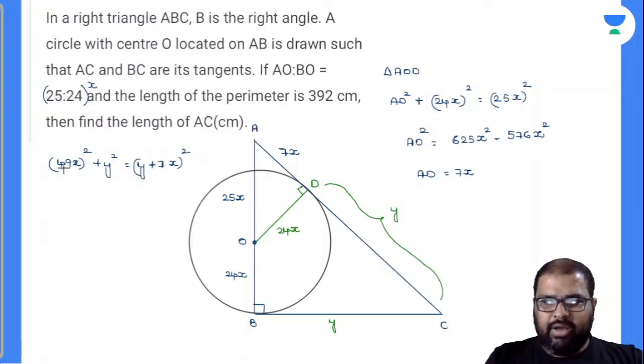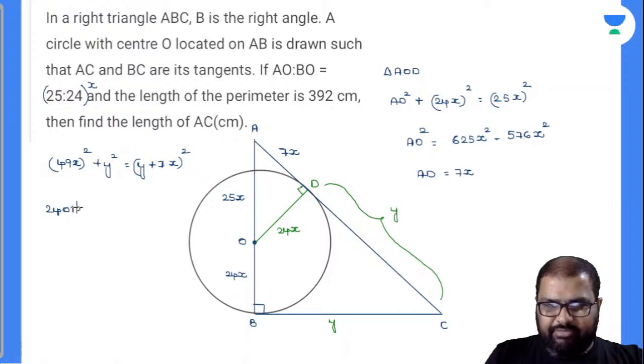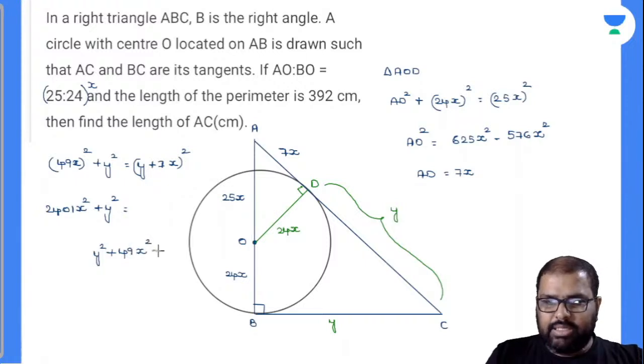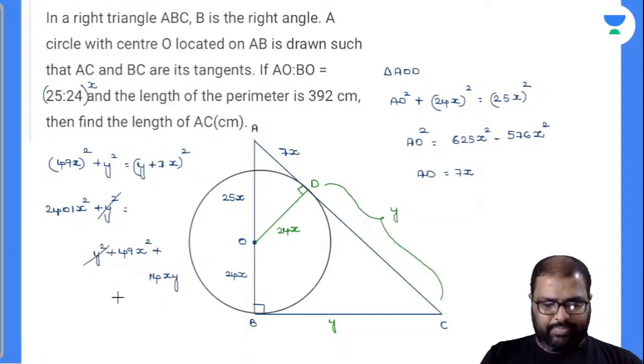Let's do this. 49 square is nothing but 2401. How many of you know this? So you have to know the squares. Yesterday I saw a faculty teaching how to calculate squares fast. Right? y square is equal to y square plus 49x square plus, this is nothing but 2 sevens are 14xy. Everybody knows y square gets cancelled.